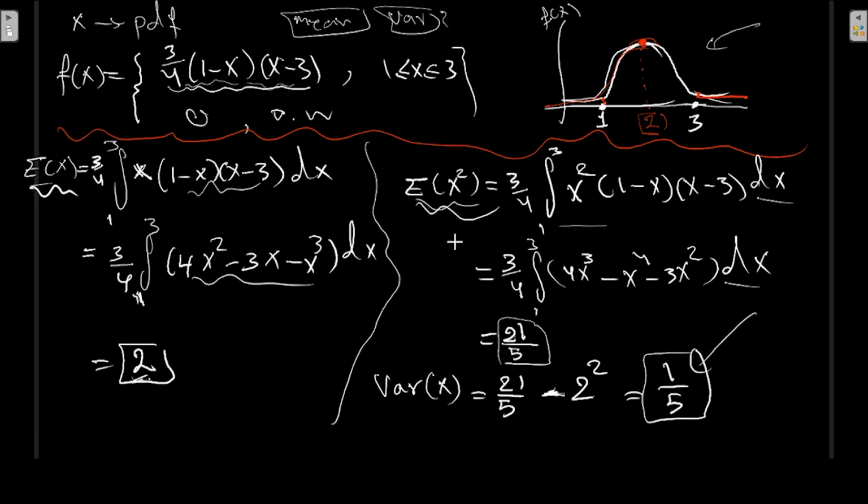I think now we have only one more last thing to discuss, some special kinds of distribution given that the variable is continuous. That's exactly what we're going to do next. I will see you then.